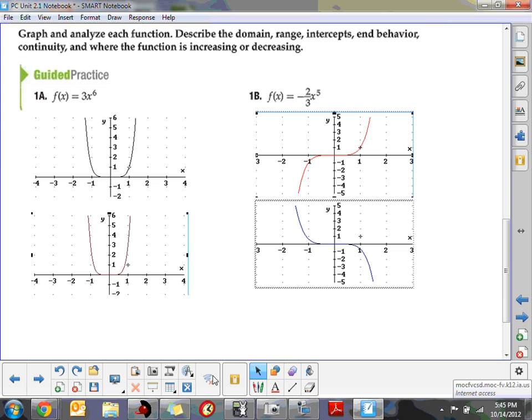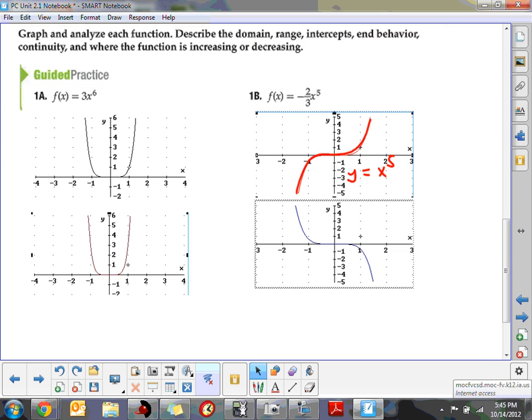Same directions. What I did is I graphed the parent function. To me, the parent function on this one is where y is equal to x to the 5th. That's the graph I have here in red. Again, it's an S shape. It's going from low to high because it's a positive x to the 5th.